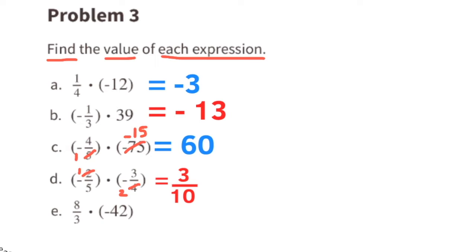E. 8/3 times negative 42. This time we have a positive times a negative, so we know the answer is going to be negative. We could also cross cancel if we want. 3 divided by 3 is 1, and negative 42 divided by 3 is negative 14. We can rewrite this as 8 times negative 14. So a positive times a negative is a negative, and 8 times 14 is 112. So the value of this expression is negative 112.